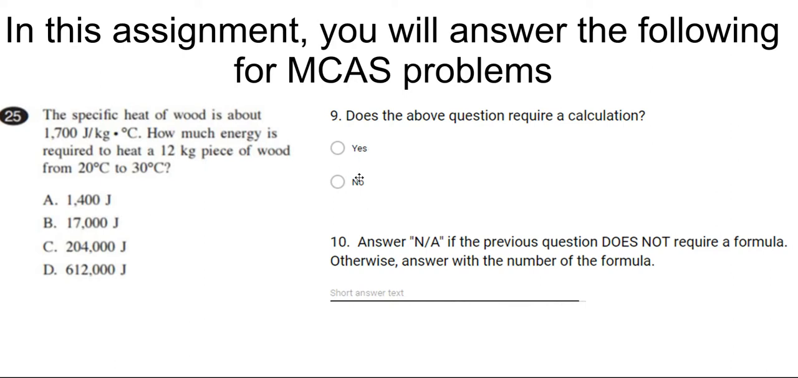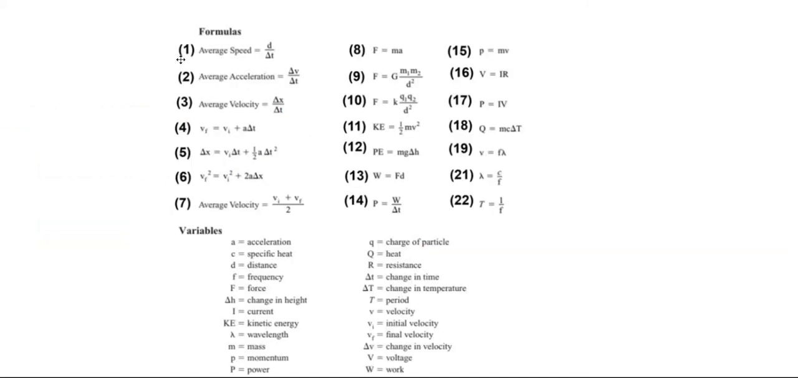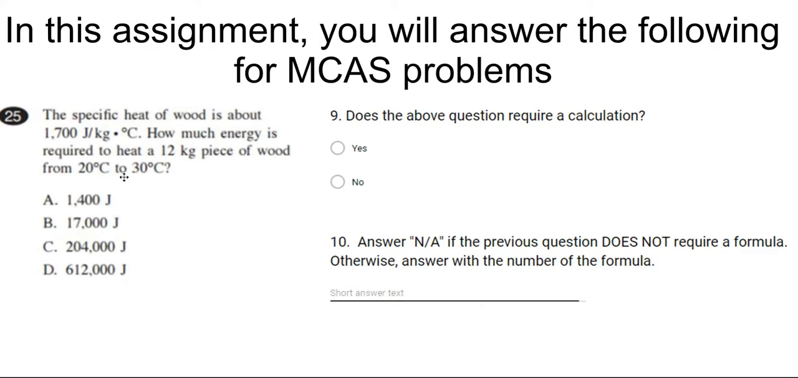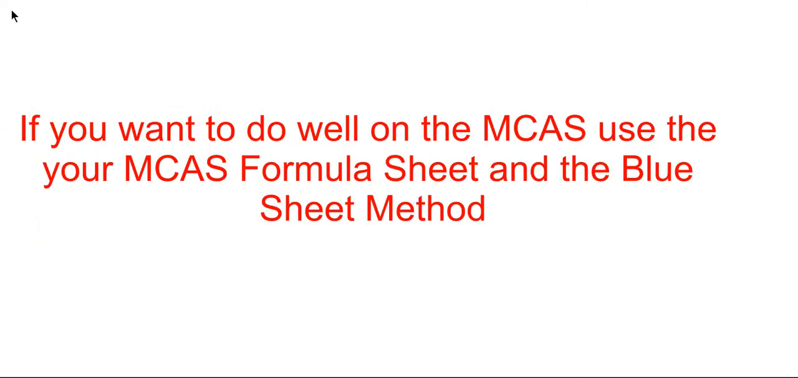Now, if you didn't, let's say you don't need a calculation, down here in the next question, just say NA. But if your answer here was yes, I need a calculation, then find the formula. Give me the number, 1 through 22. So if you have a question that does not need a calculation, answer no, and this will be NA. If you do need a calculation like we do here, answer yes, and then write down the number of the formula. Make sense? Right. Okay, that's it.